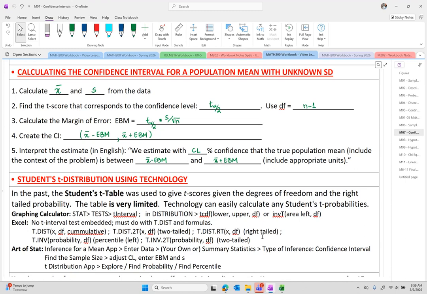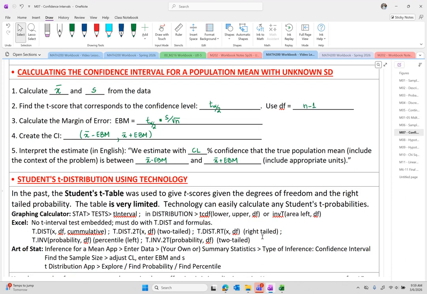So first of all, you have two choices. One is to do the calculations by hand. You will still need to use the technology and the t-distribution to find the critical values. These are the t alpha halves, the z alpha halves that we needed before. So if we want to do things by hand, we will calculate the x bar and the s, so the mean and the standard deviation of the sample from the data that we have. We will find the t-score that corresponds to the confidence level, t alpha halves.